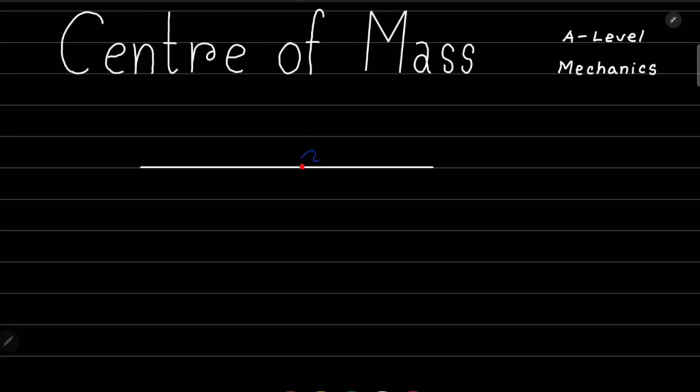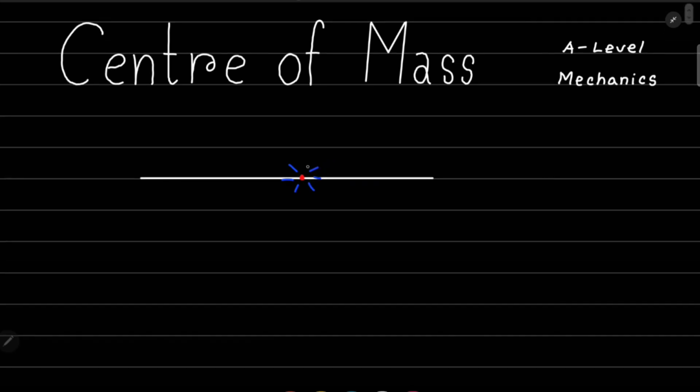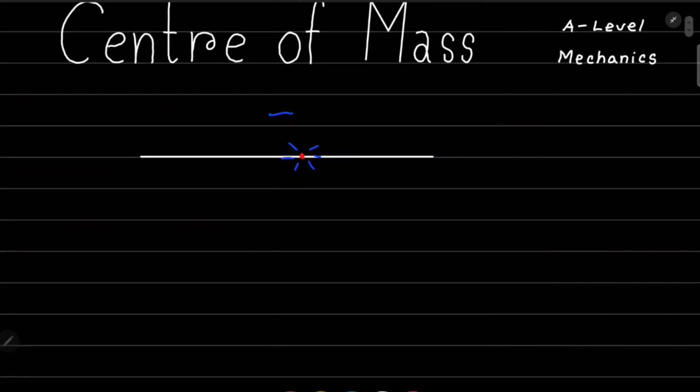It would mean that the weight around it is equal in all directions. So in every direction from it, the weight will be equal. So on the left and right, there will be equal mass. On the top and bottom, there will be equal mass from the center of mass.